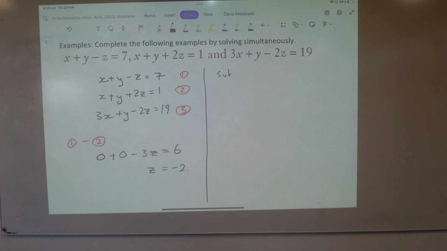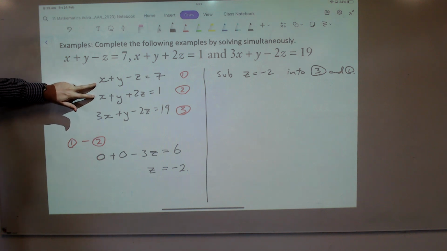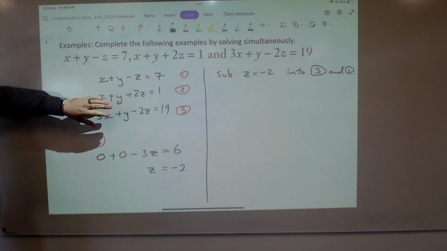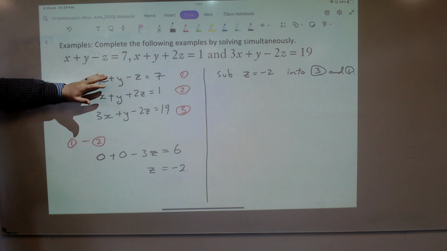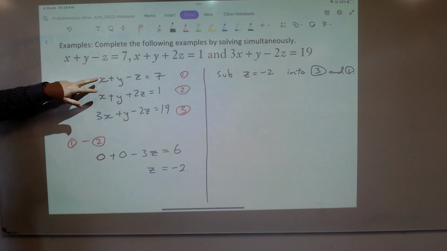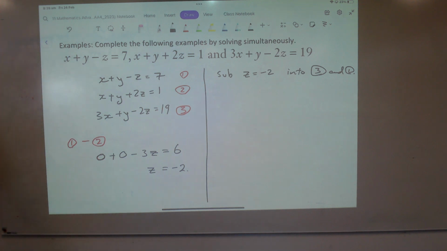All right, we're going to sub z equals negative 2 into 3 and 1. Why do I do that? Because I need another 2 equations which are going to allow me to solve it. I've used 1 and 2 as a combo, so now I take my value for z and substitute into the first one and the third one. It could be the second and the third, which would give a different combo. The point is, I need a different combination of 2, because x and y are both the same in these 2, I wouldn't be able to solve it with them anyway.